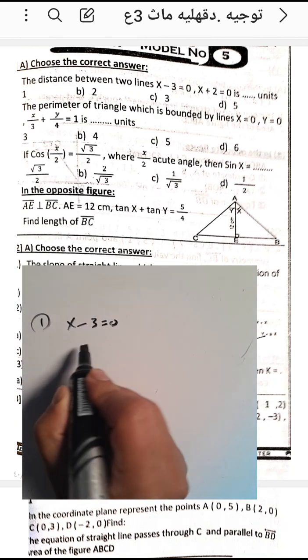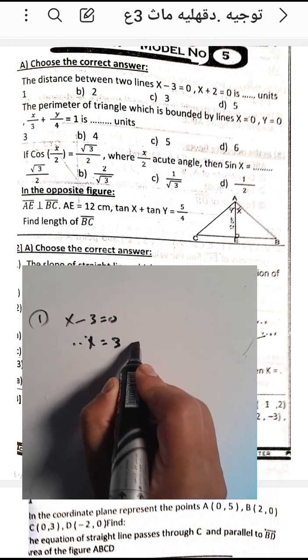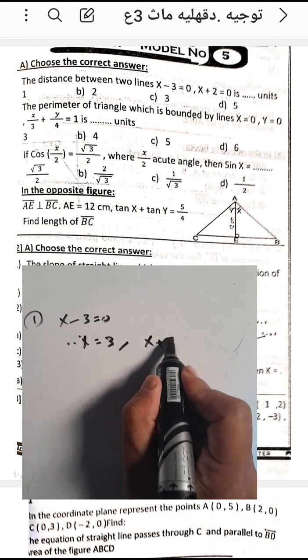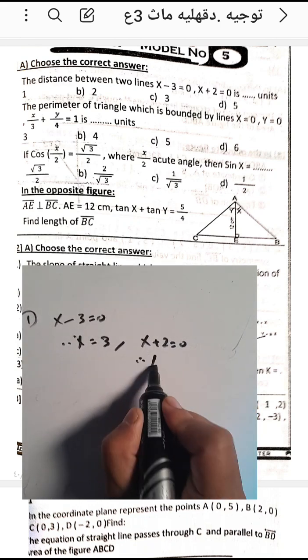Question number 1, choose the correct answer. Number 1, the distance between two lines x minus 3 equals 0 and x plus 2 equals 0 is blank units. X minus 3 equals 0, it means x equals 3. And x plus 2 equals 0, it means x equals negative 2.